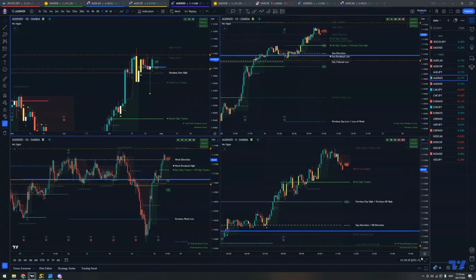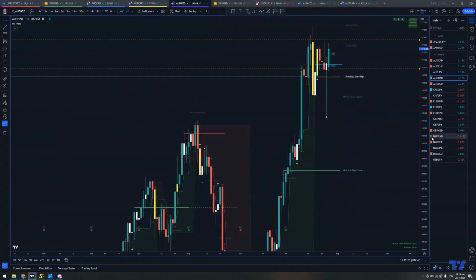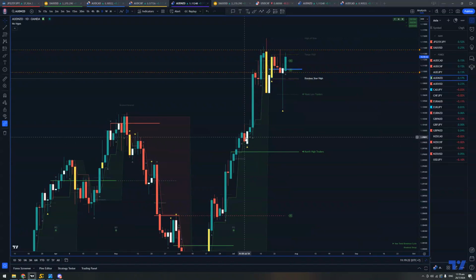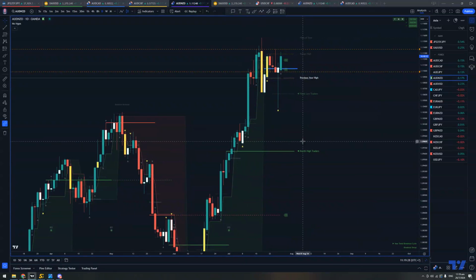So the idea behind this is, let me find another one easier. For example, this one, there's a fake out bar going in the direction. I plot the last bullish bar.